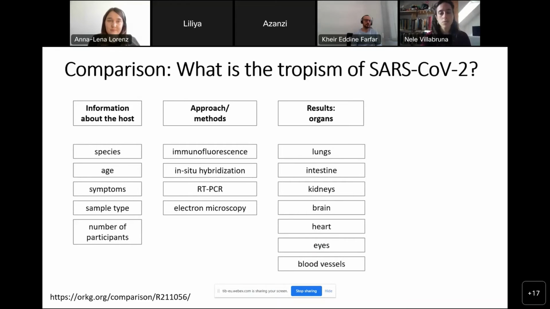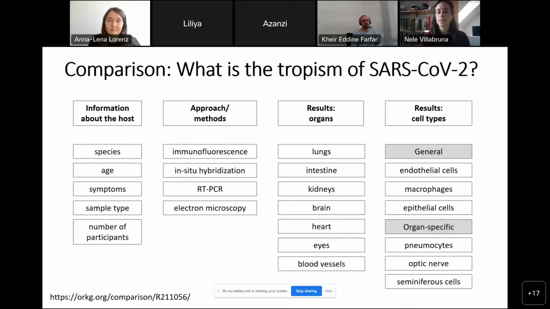And these were the most common organs that were mentioned in these papers. So of course, the lungs, the intestine, kidneys, and several others. The cell types I put here in two categories because there are some cell types like the endothelial and the epithelial cells, which are not organ specific, but are found in several organs, while others, such as the optic nerve, are very specific. This one is only found in the eyes, for example.